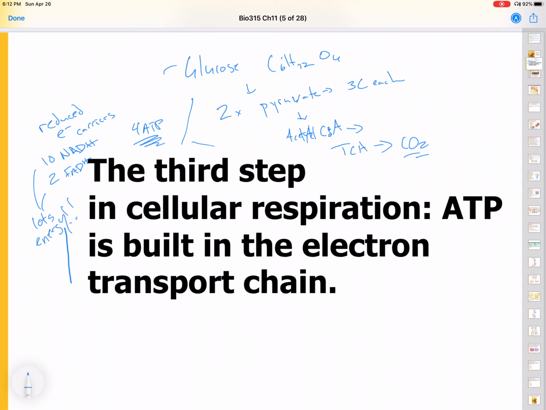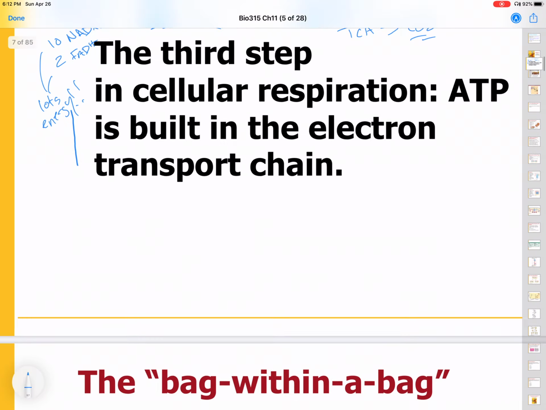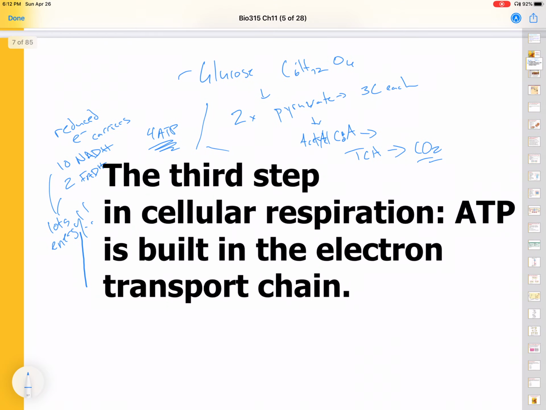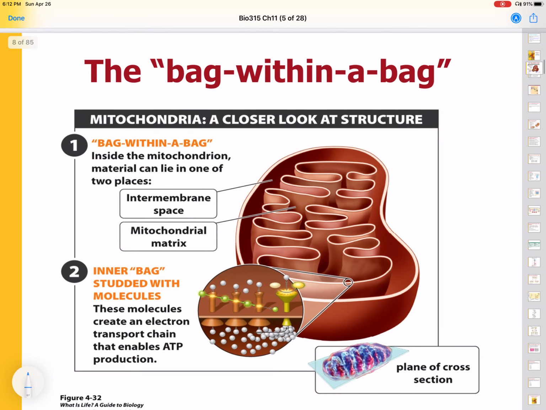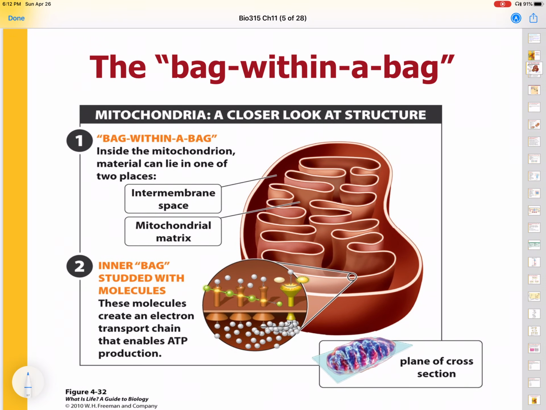So this is the third step in cellular respiration, and it uses the electron transport chain in which we take these high energy electrons and use them to build a potential energy via a proton gradient across the inner membrane of the mitochondria, and then that proton gradient is used to drive ATP synthesis from ADP and inorganic phosphate.